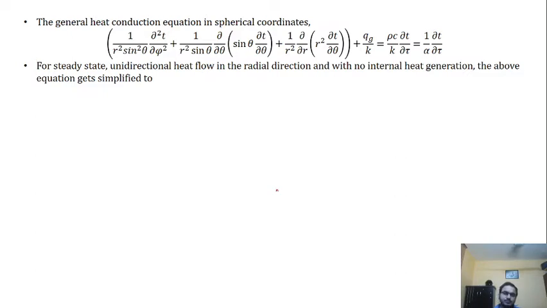Here, as it is steady state, we will apply these conditions one by one. If it is steady state, then this del T over del tau will not be present. Then, unidirectional heat flow in the radial direction, because of that, these two directions will not be considered. This will not be considered, as well as this will not be considered. With no internal heat generation, this will also get cancelled. So we are only left with this term with nothing on the right hand side.